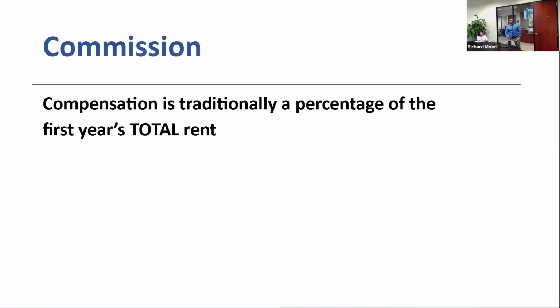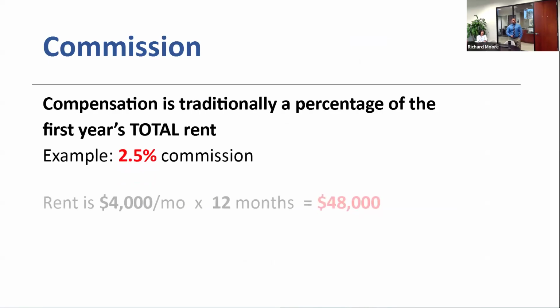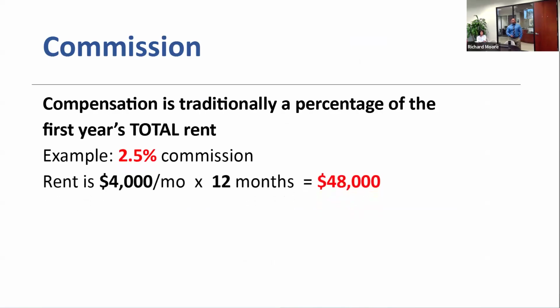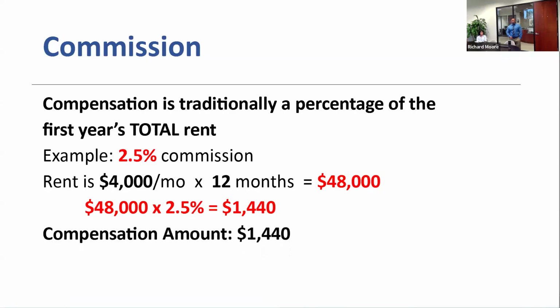So commission and compensation, like we said, it's a total of 1 year. For this example, 2.5% commission. The rent's $4,000 a month, times 12 months is $48,000 a year. Times 2.5% is $1,440. That's what your commission would be. Any questions on it? It's not a lot, right?